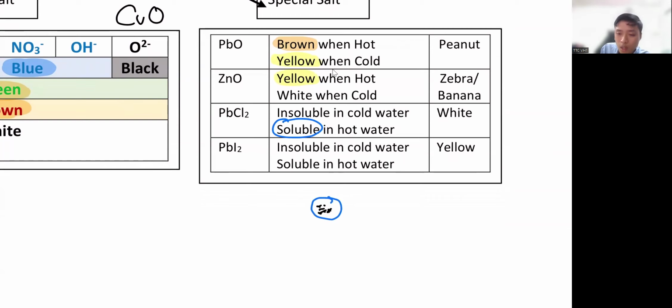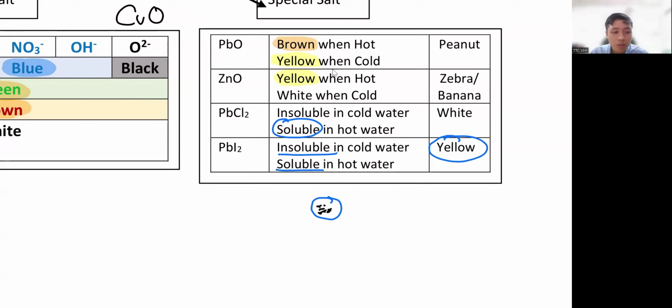Same for PbI2, but PbI2 is yellow color, a yellow precipitate. When it's cold, you can see it. After you heat up, it becomes soluble, you dissolve it inside, you couldn't see the salt anymore. But when you cool down, you can see the precipitate again.